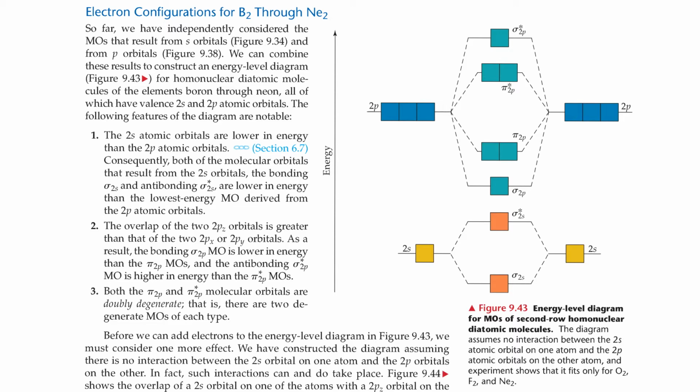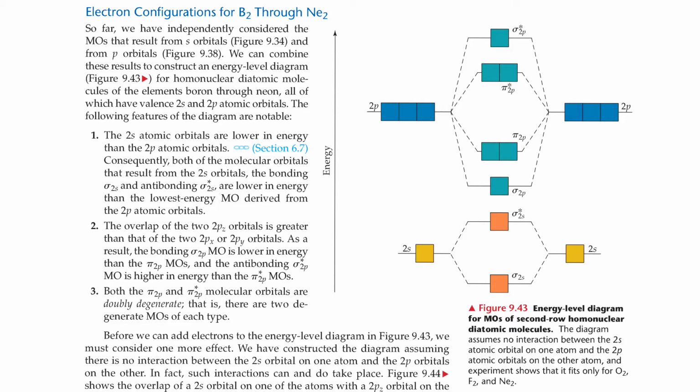The following features of the diagram are notable. 1. The 2s atomic orbitals are lower in energy than the 2p atomic orbitals. Consequently, both of the molecular orbitals that result from the 2s orbitals, the bonding sigma 2s and the antibonding sigma star 2s, are lower in energy than the lowest energy molecular orbital derived from the 2p atomic orbitals.